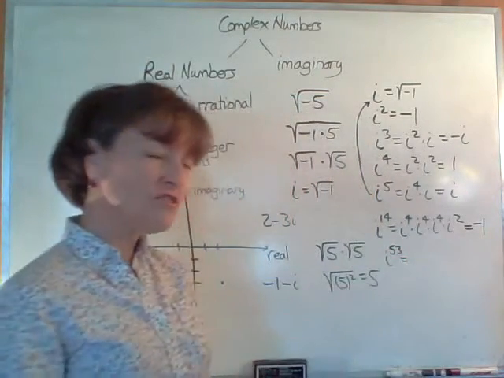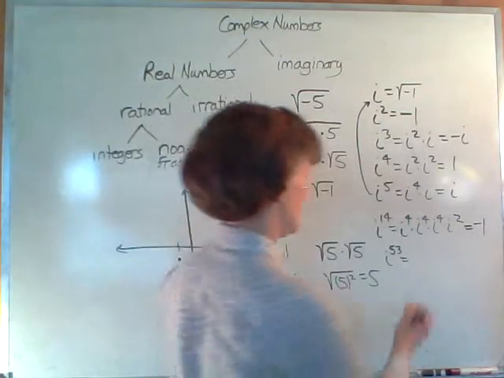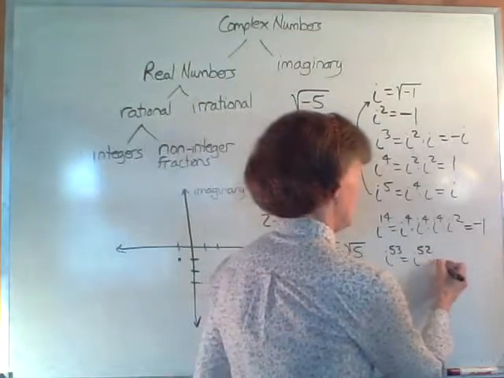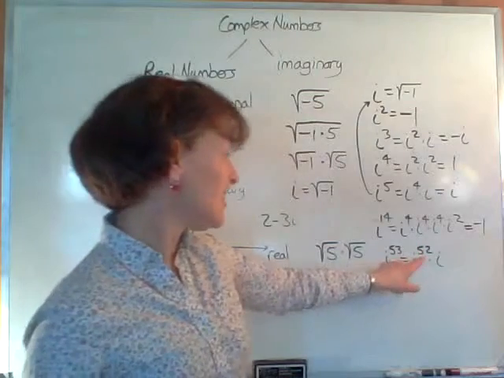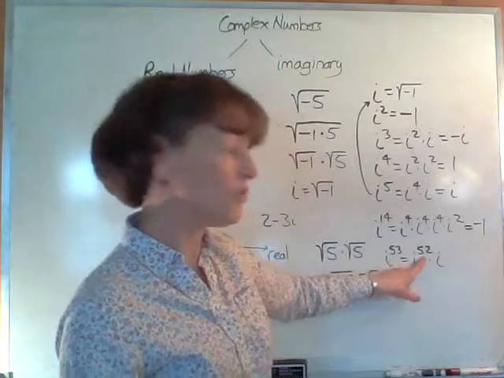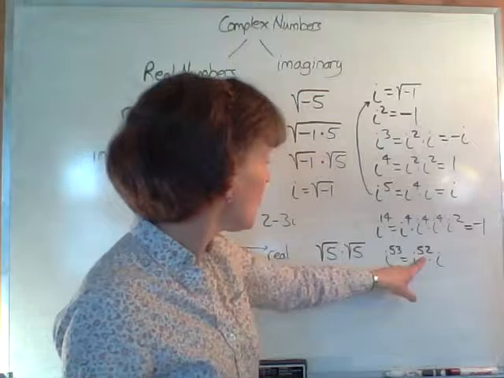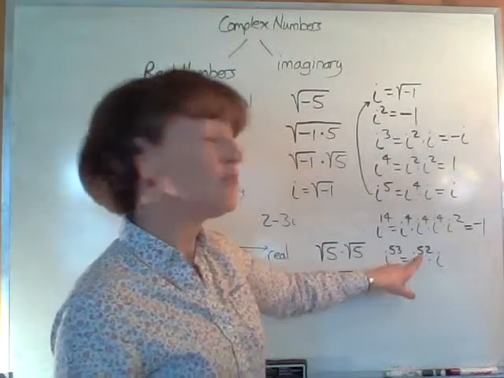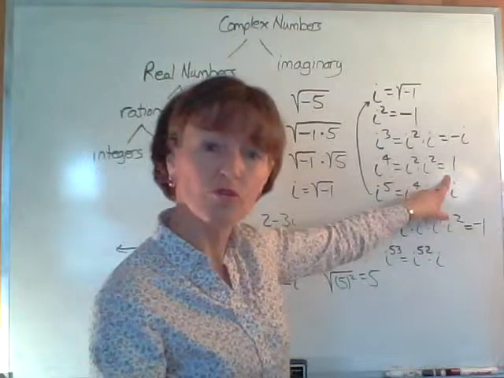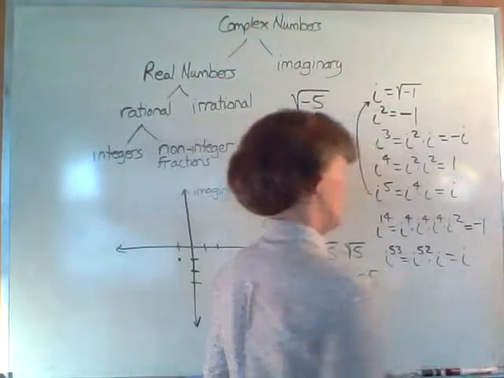All right, what about i to the 53? Now, i to the 53, I can write that as i to the 52 times i. Now, why did I pick i to the 52? Well, 52 is the closest number that's divisible by 4 to 53. 4 will go into 52 evenly. It goes in 13 times. So 52 is a multiple of 4, which means that it's going to be the same thing as i to the 4th, which is just 1. So this is going to be 1 times i, which is just i.